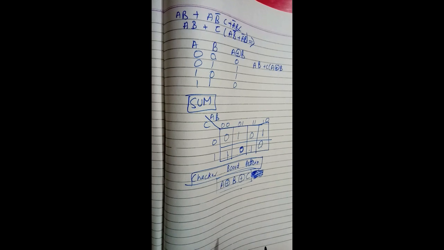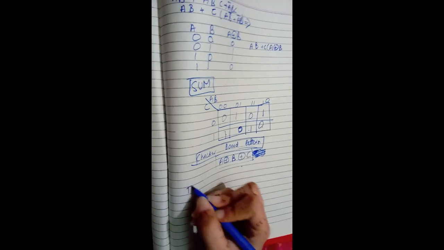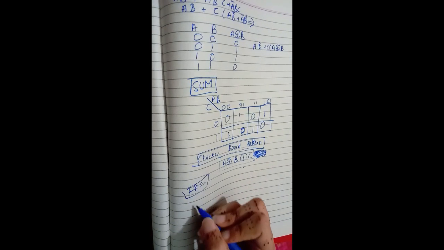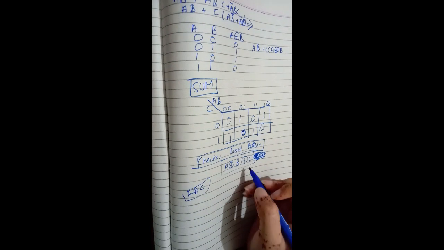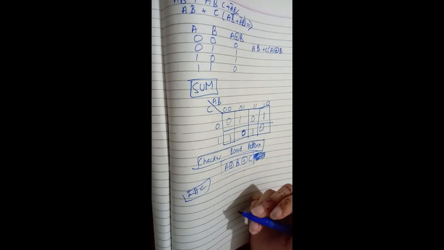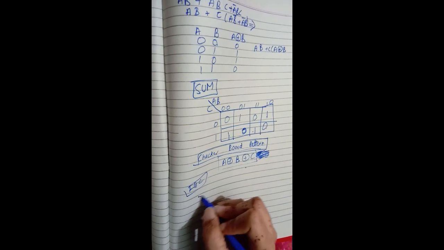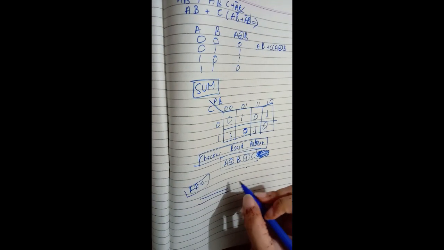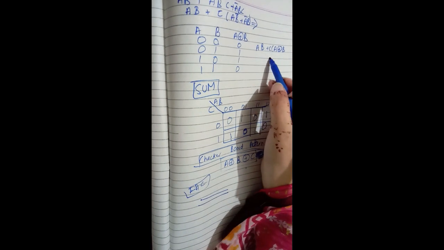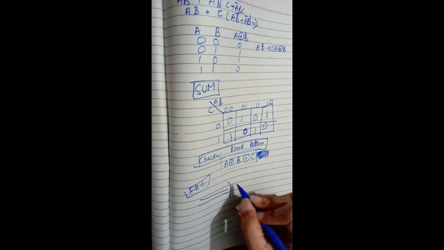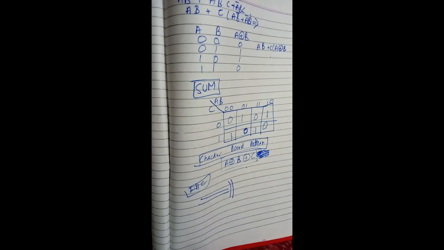Now we will make the circuit for the full adder. First we will draw for the sum, and then after we will draw for the carry. So see it carefully. This is our result of the carry, but first we are doing the sum.